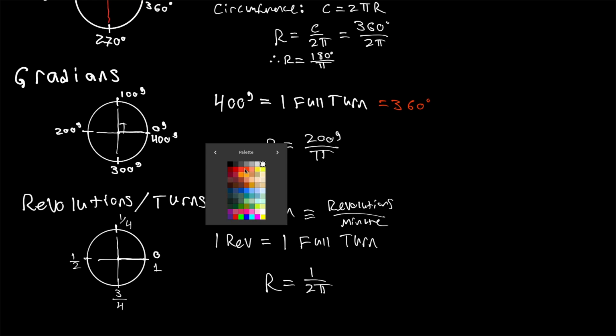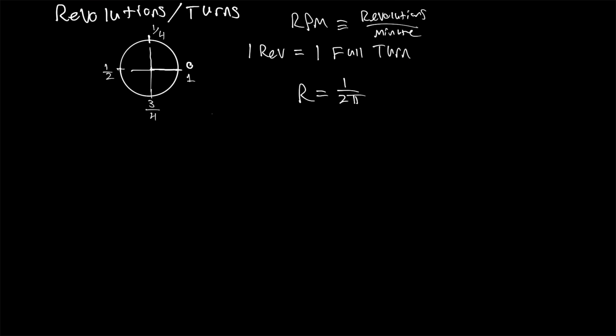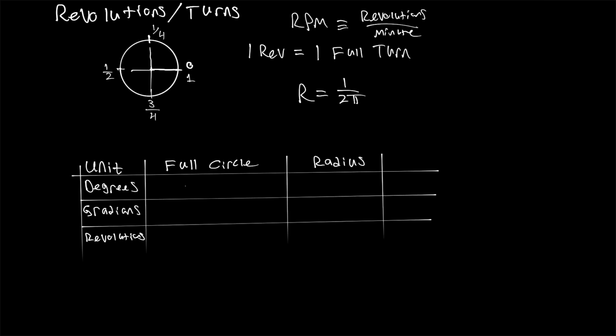Now let's put this in a handy little table here. For the unit of degrees, we know that one full circle is 360 degrees, and the radius of that circle is 180 degrees over pi. For gradians, a full circle is 400 gradians, and the radius is 200 over pi. And for revolutions, a full circle is 1 revolution, which is a radius of 1/2 pi.